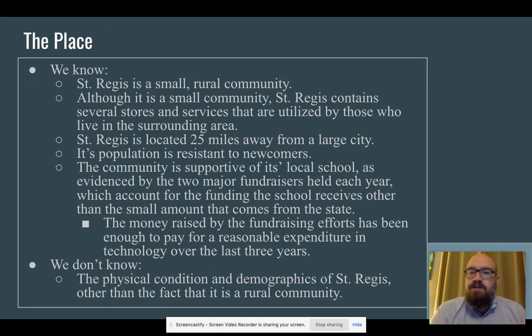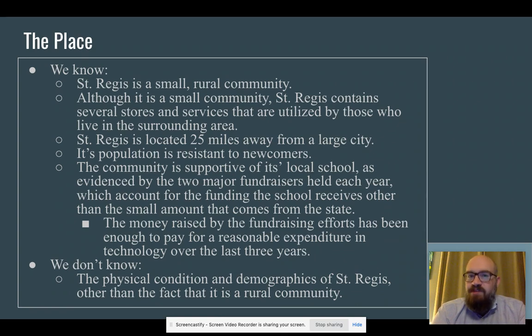When we look at St. Regis as a community, we know that it is a small rural community. And interestingly enough, although it's a small community, it contains several stores and services that are utilized by those who live in the surrounding area. It's located 25 miles away from a large city. And we also know that generally its population can be resistant to newcomers.